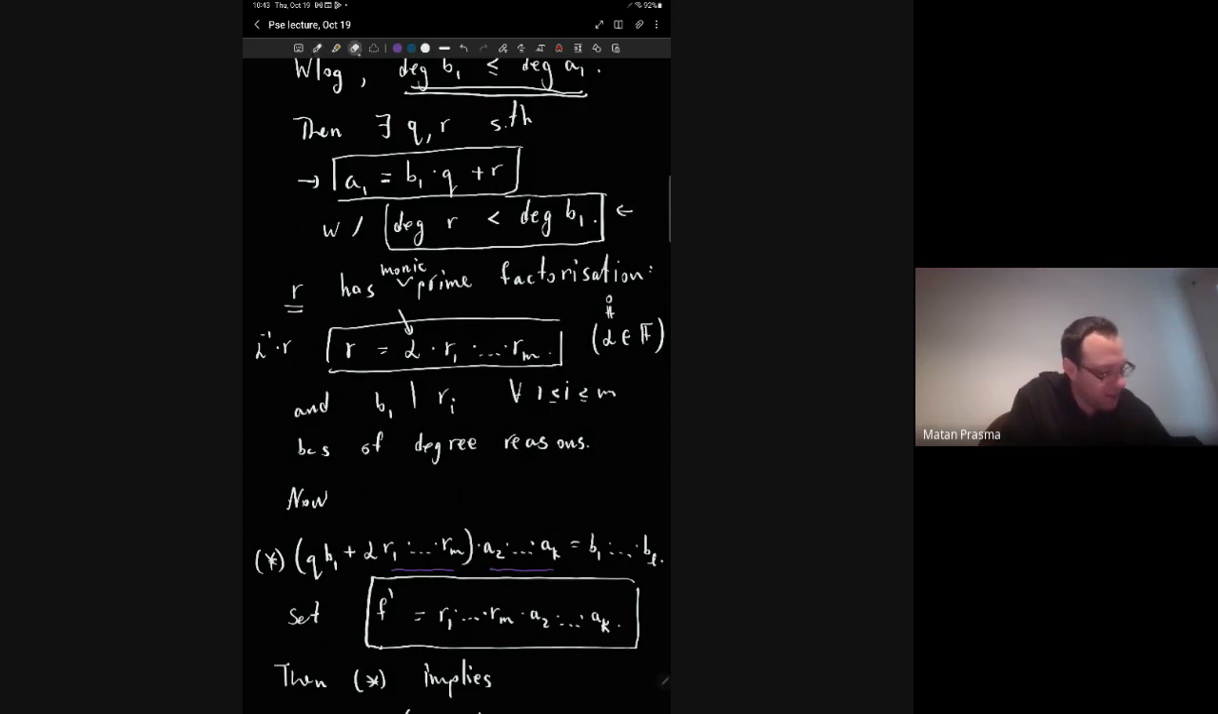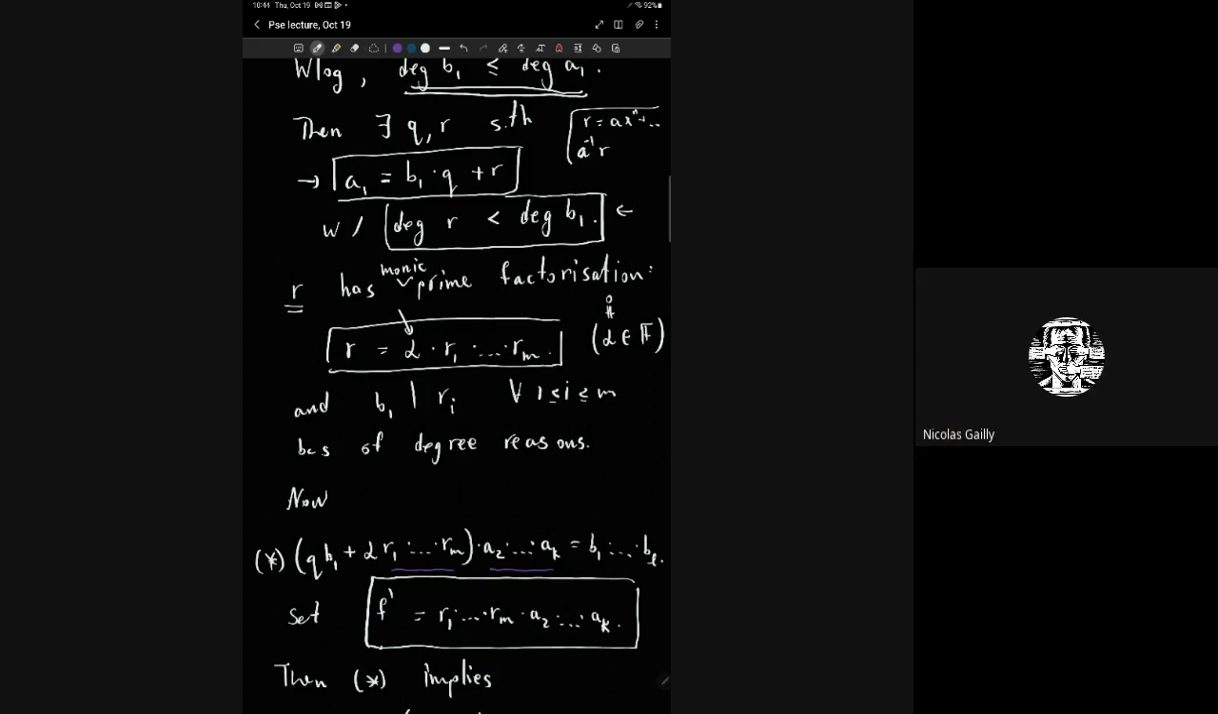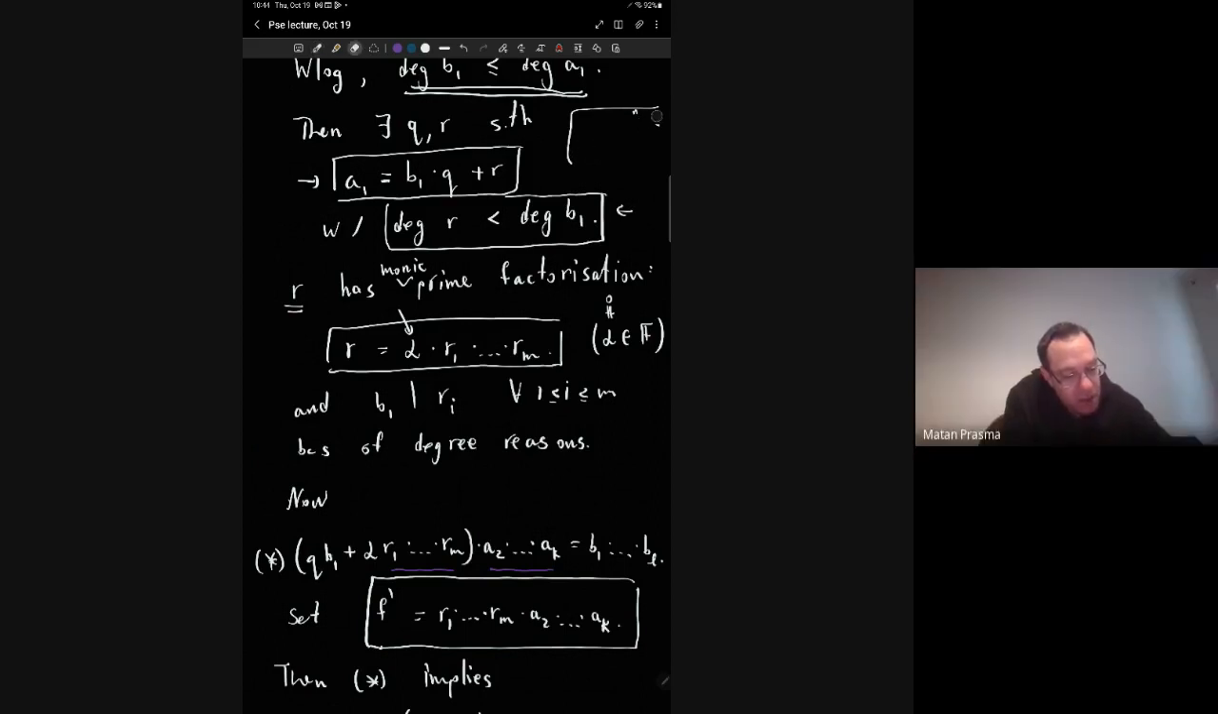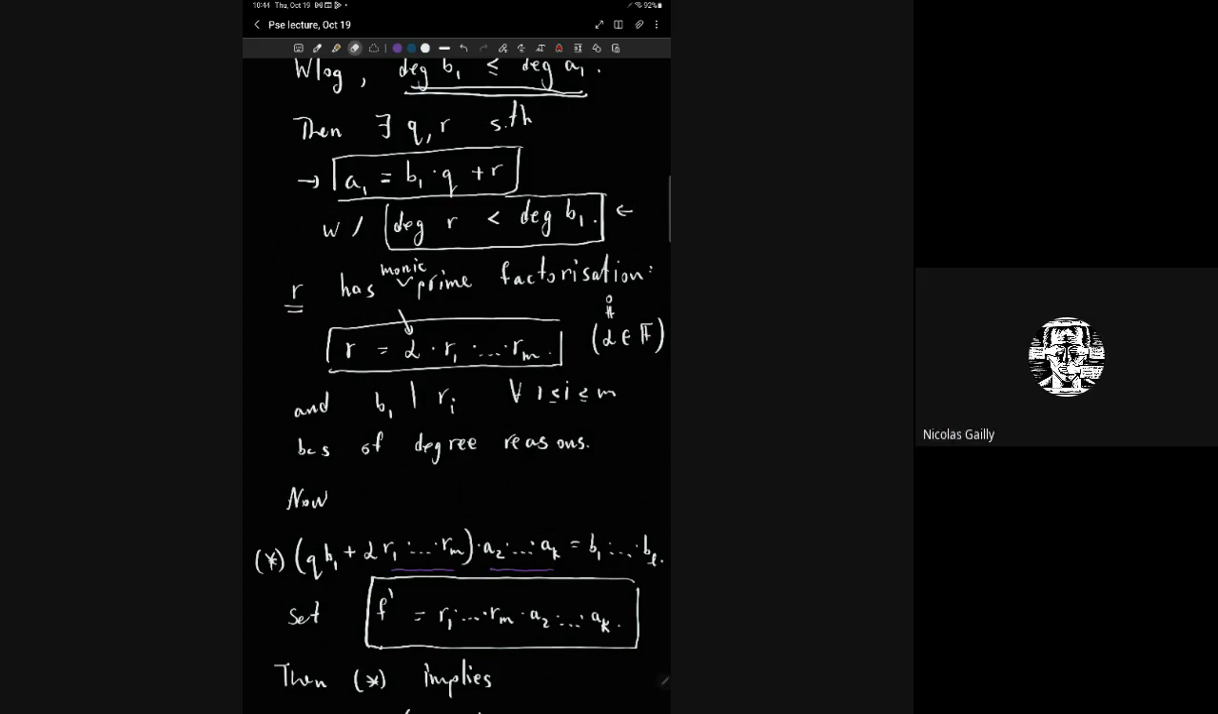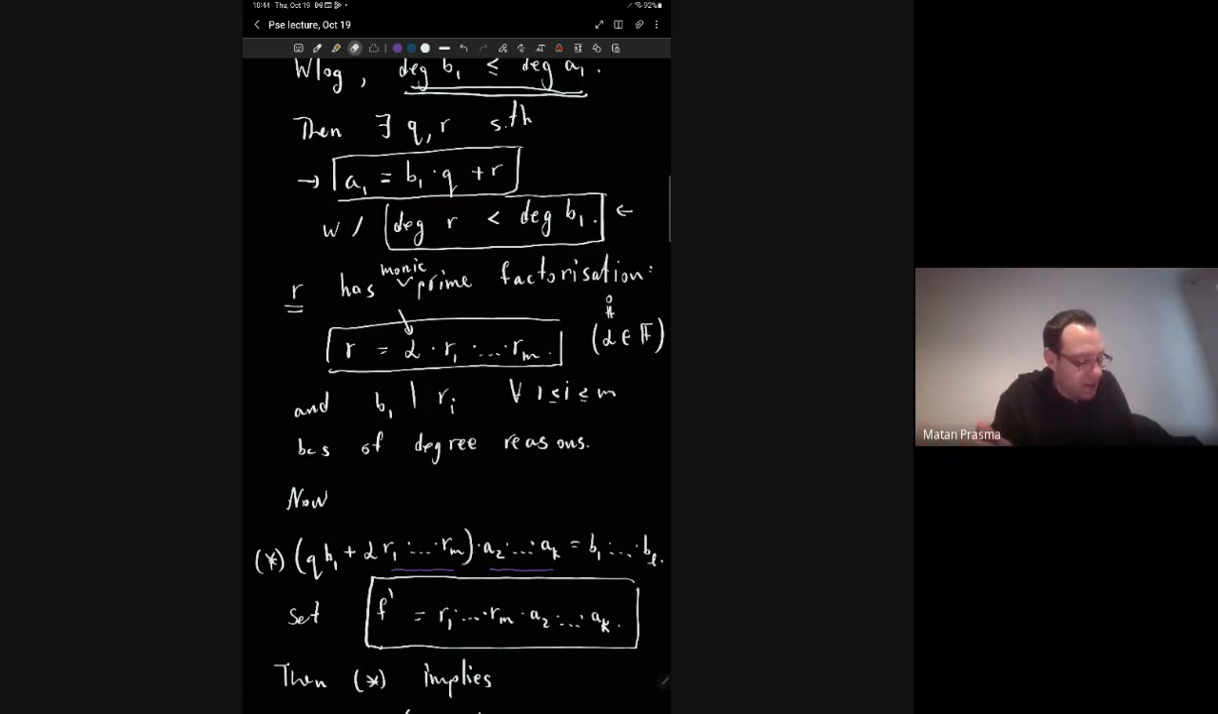Just think of R as a x to the n plus something. Then of course you can write alpha minus 1 times R, and this will be a monic polynomial. And we said that monic polynomials have a factorization into a product of monic prime polynomials. This is the existence part, right? Okay, so I can write R in this way.